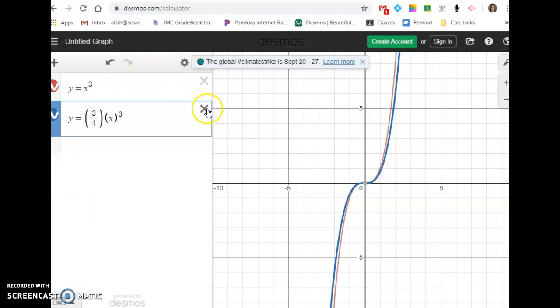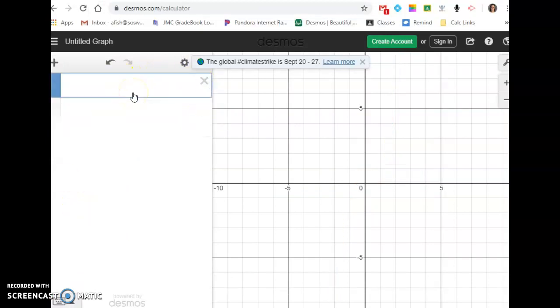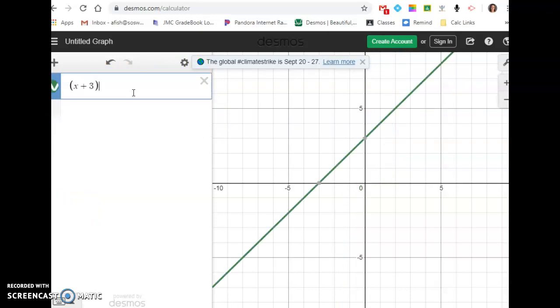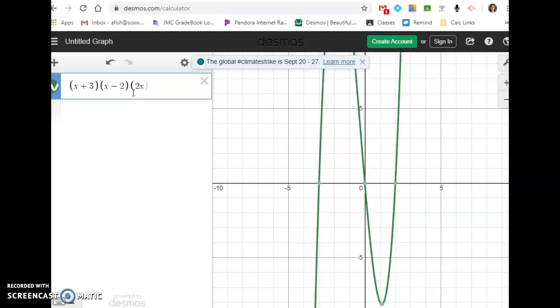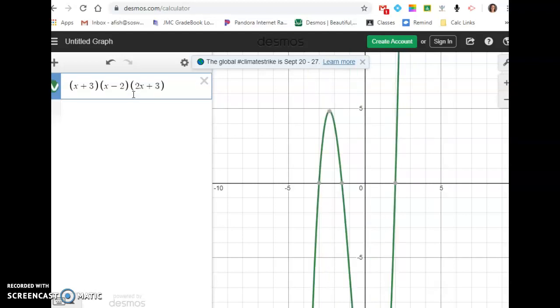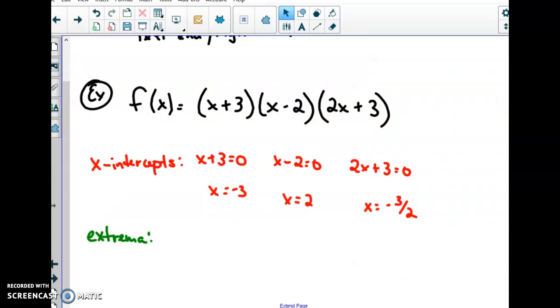Let's see here. Sorry, just trying to move things around here. Oops. And then I have, what was it, 2x plus 3? Double check, make sure I have this correct. Whew, you never know.